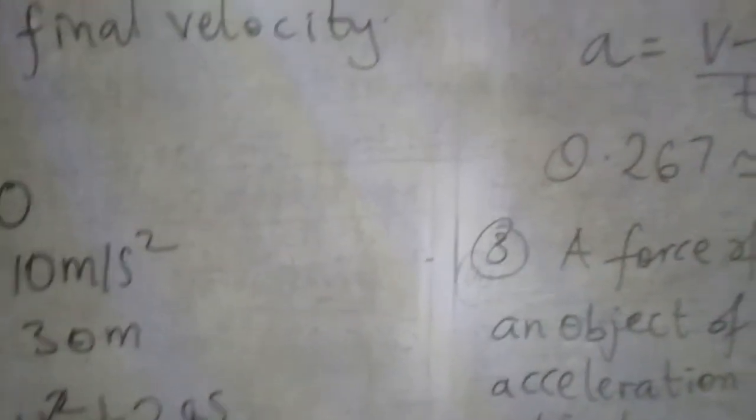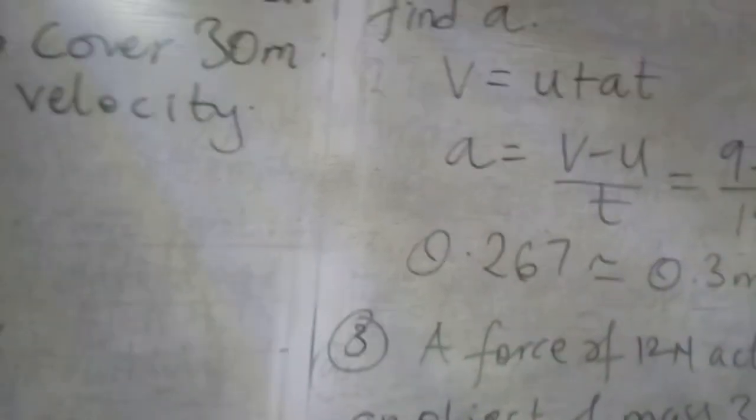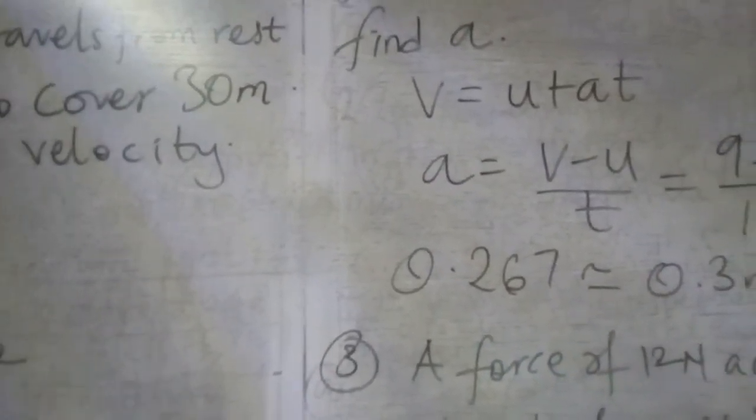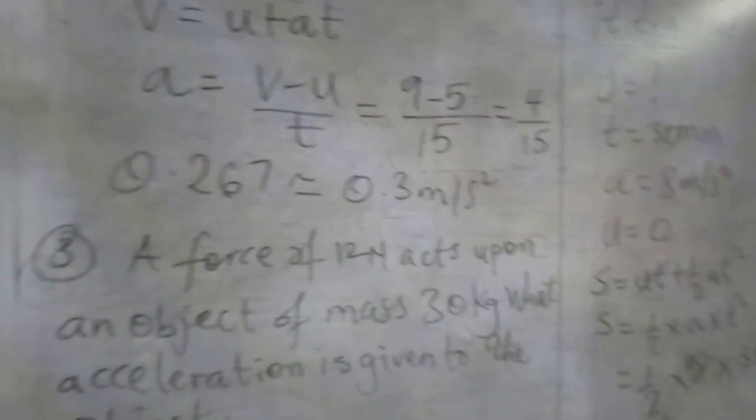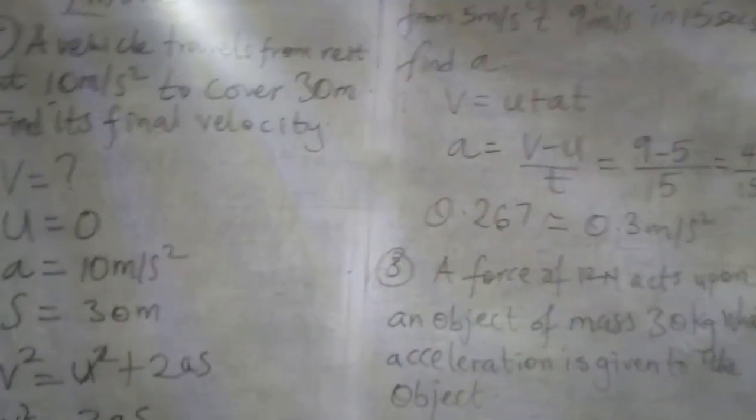We have been able to use the equations of motion, which are v equals u plus at, s equals ut plus half at squared, and v squared equals u squared plus 2as.